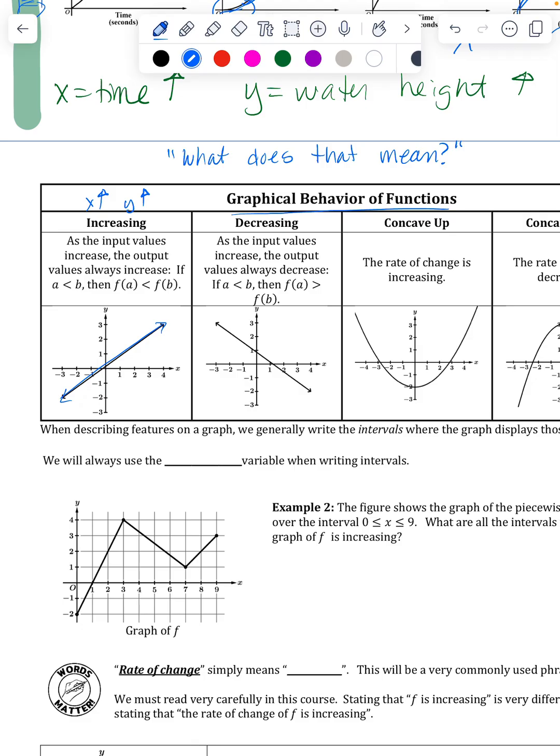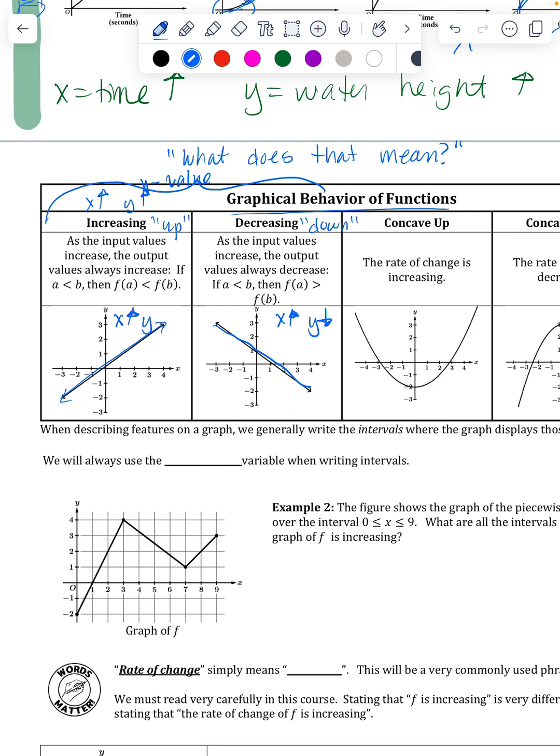Decreasing is talking about the value. These two are talking about the actual value of the graph, the y value. Are the y's going up or are the y's going down? This one is going up. These are going to be coming down. They don't have to be in a line, they just have to be decreasing. So here, as you go from left to right, your x's will increase in value, but you can see that your y values are going down.